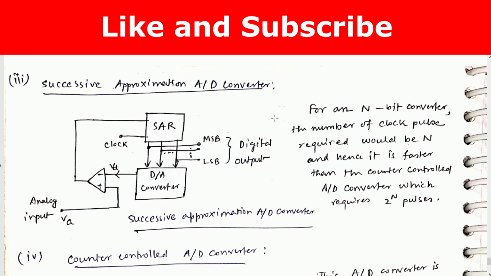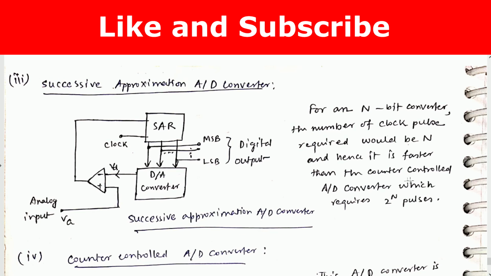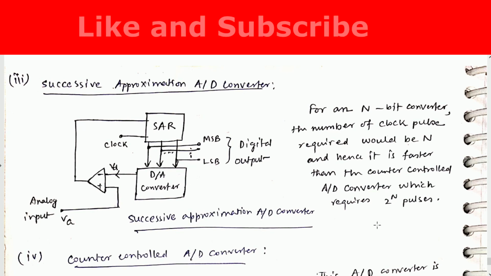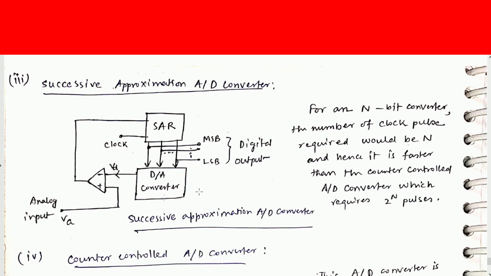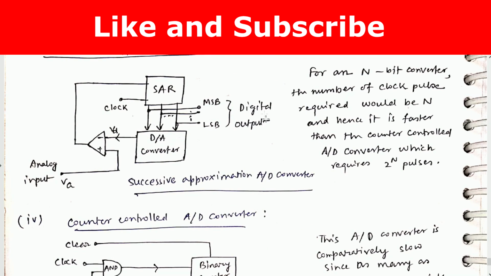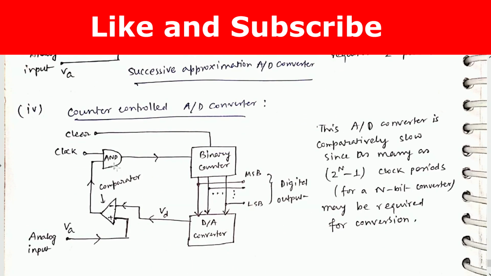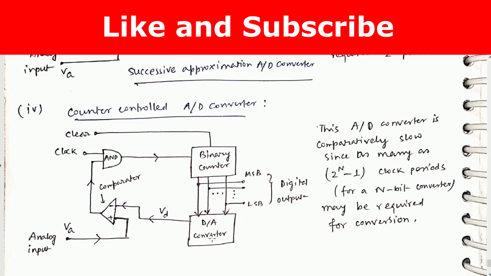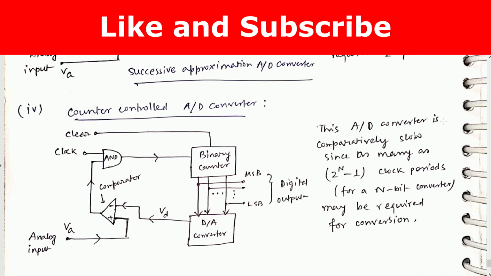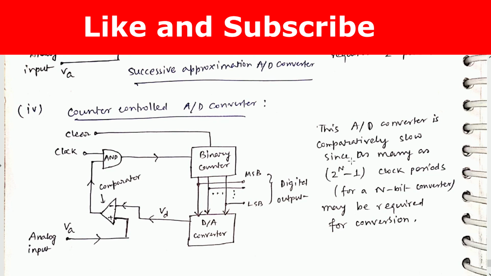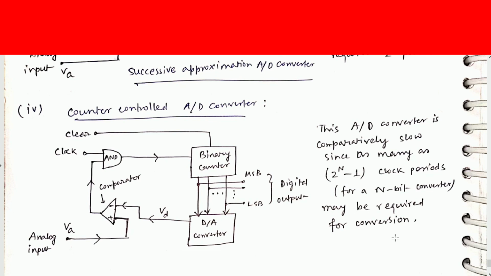Successive approximation A by D converter. For an n-bit converter, the number of clock pulses required would be n, and hence it is faster than the counter controlled A by D converter, which requires 2 to the power n pulses. So successive approximation registers plus a D by A converter, analog input, digital output. Counter controlled A by D converter: binary counter, D by A converter, comparator, analog input, clock. This A by D converter is comparatively slow, since as many as 2 to the power n minus 1 clock periods for an n-bit converter may be required for conversion.